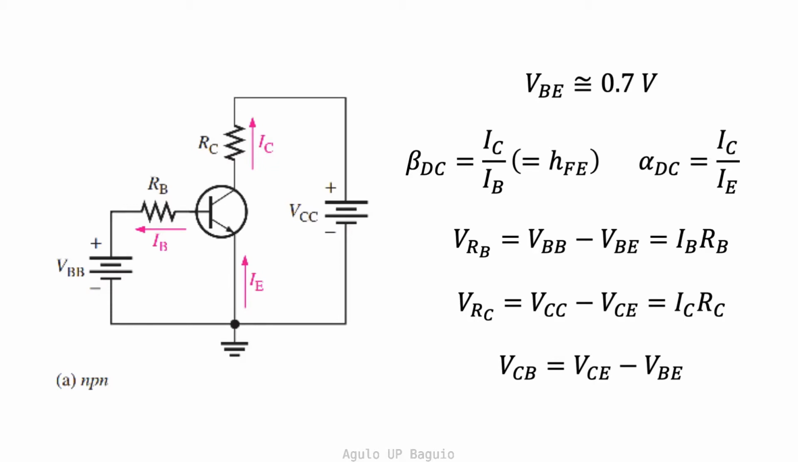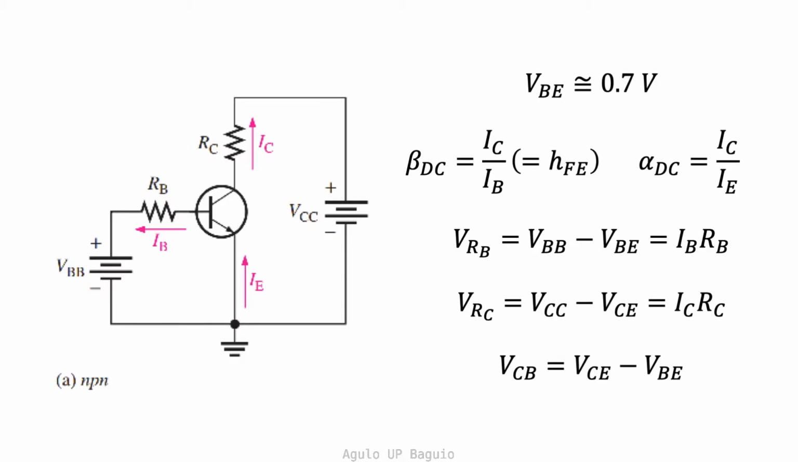The typical values of DC beta range from 20 to 200 or even higher. On transistor datasheets, DC beta is more known as the parameter HFE. The ratio of the collector current IC to the emitter current IE is the DC alpha, with typical values ranging from 0.95 to 0.99, and is always less than 1.